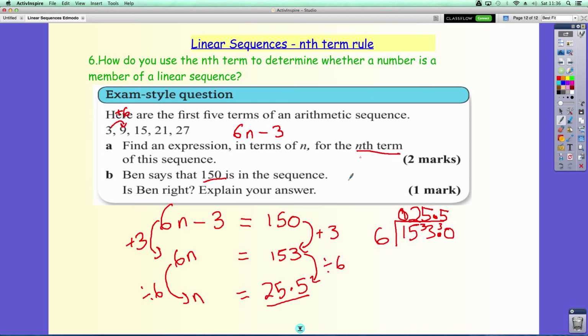And so it's no, because n would be equal to 25.5, and it's not a position, so not a whole number.